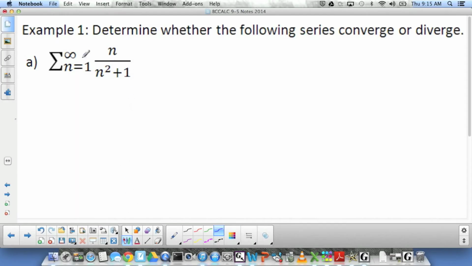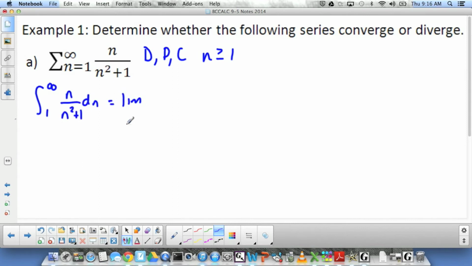So let's look at an example. We have the series from 1 to infinity of n over n squared plus 1. So this is the function that represents our sequence. So we want to check to make sure this function is decreasing, positive, and continuous. And it is for all values where n is greater than or equal to 1. And you can analyze that on your calculator if you like. So it means the integral is going to behave the same way. So we're going to take the integral from 1 to infinity of n over n squared plus 1.